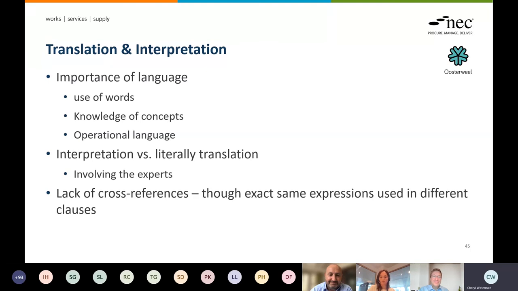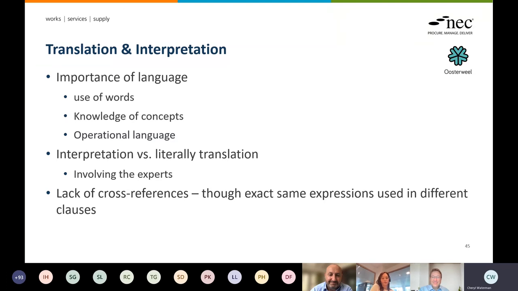And then it's also very important to have the knowledge of concepts, because you only know that notification and to notify should be the same if you have the knowledge of these concepts. The first translation, of course, was by the lawyer's translation office. So I had to change it again to kick out the lawyer's language and make it again a more operational language.